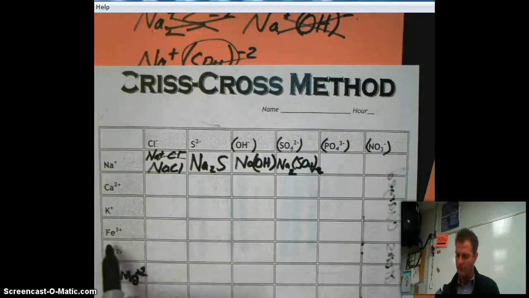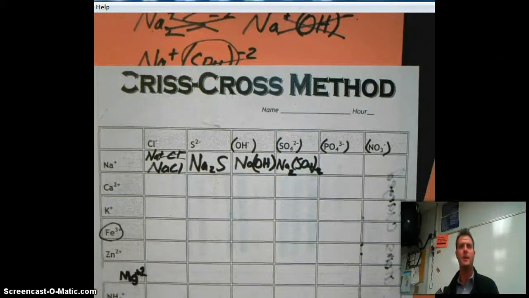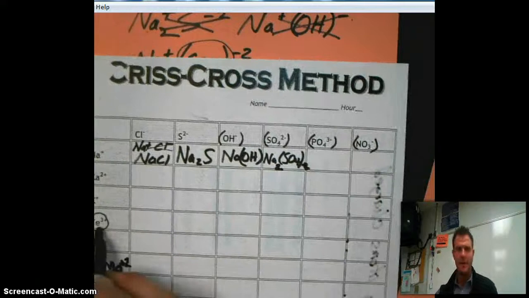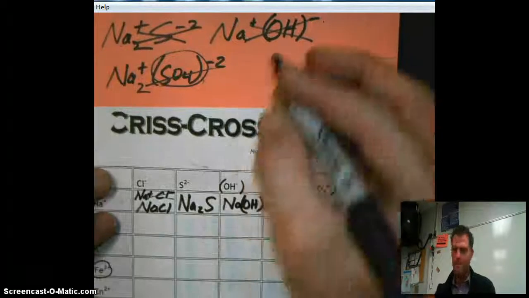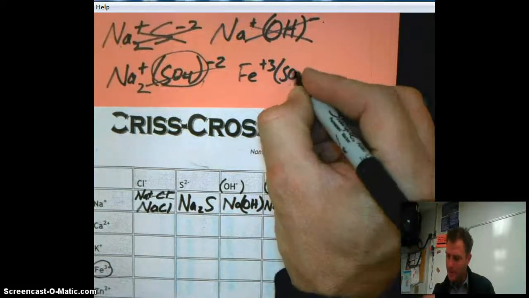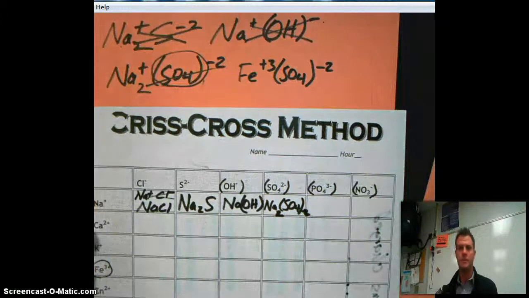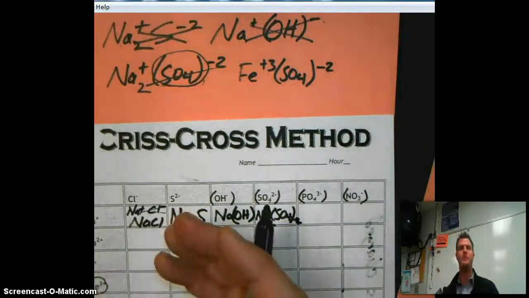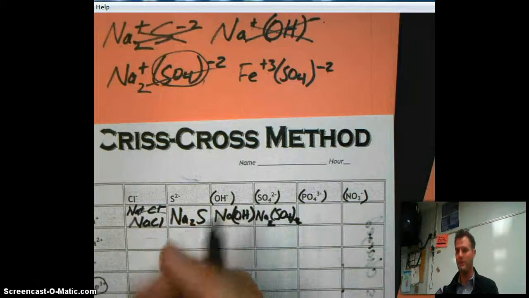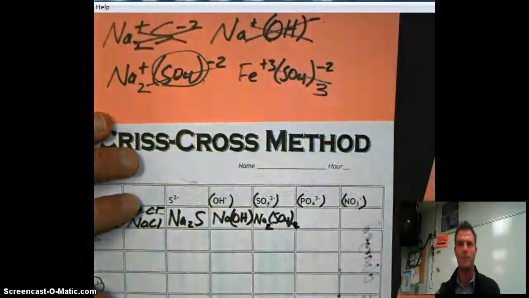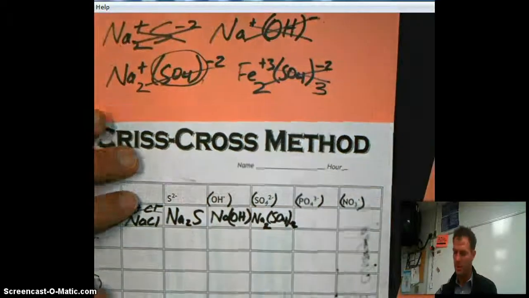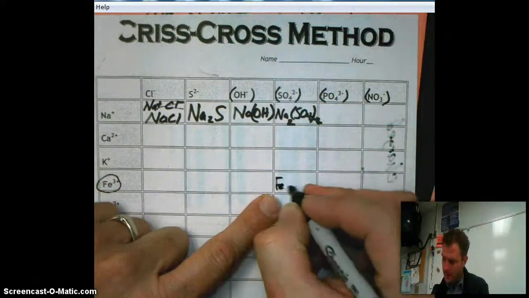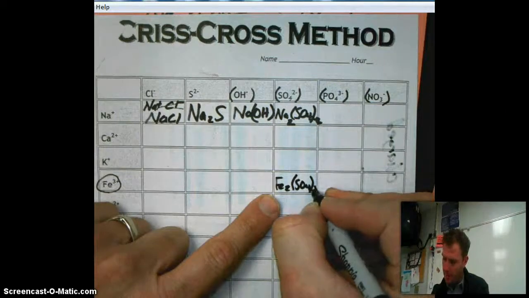Okay, now, let's do one where we have what we call a transition element. This is going to be in the D block metals, and they have multiple charges. So let's do an Fe and an SO4. Fe plus 3, SO4 minus 2. So what do you think a common factor between a 3 and a 2 is going to be? Yep, that's right, 6. But we don't have to think about 6 because we do the crisscross method. So 3 comes down there. The 2 comes down here. So we are going to write in this square Fe2(SO4)3.